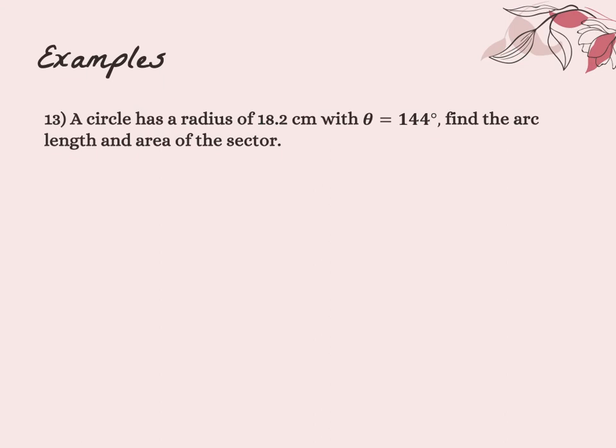All right, this one says the circle has a radius of 18.2 centimeters with theta being 144. Find the arc length and the area of the sector. So what's the difference between this one and the last one? Good, this is in degrees and not radians. So the first thing I have to do is convert it. I'm going to take 144, multiply it times pi over 180. 2 goes into both of these. This would be 72, 90. 2 goes into both of those, 36, 45. All right, so from here I can reduce this one more time, right? So 9 goes into both of these. It would be 4 and 5. So this would be 4 pi over 5. And that's theta in radians.